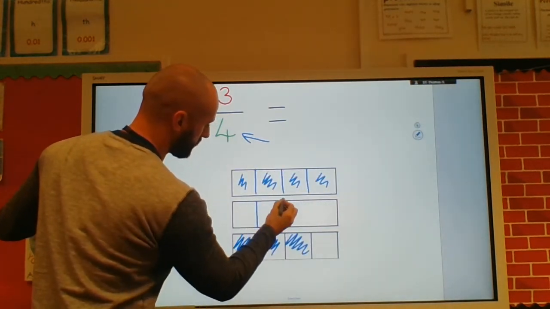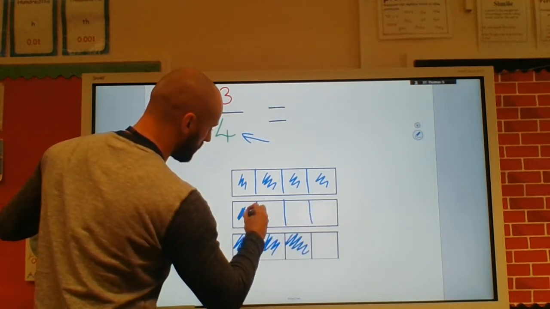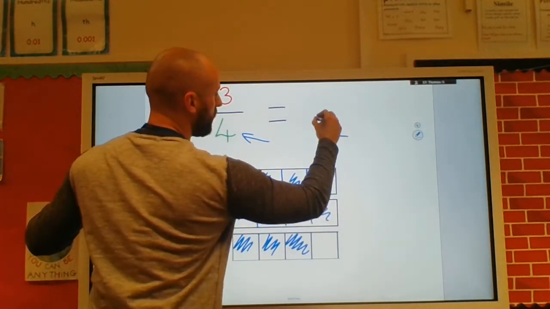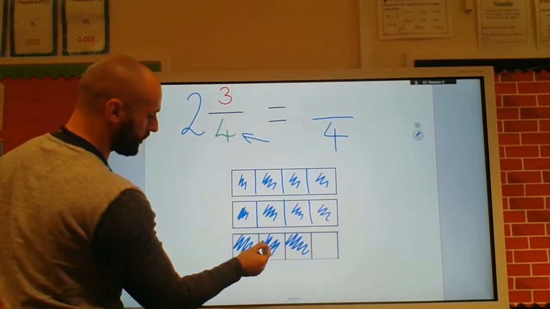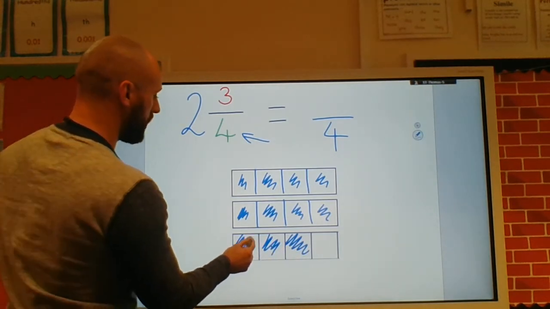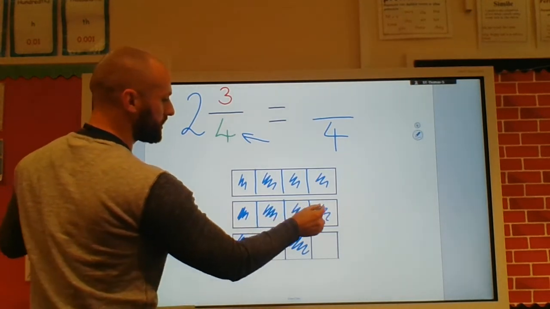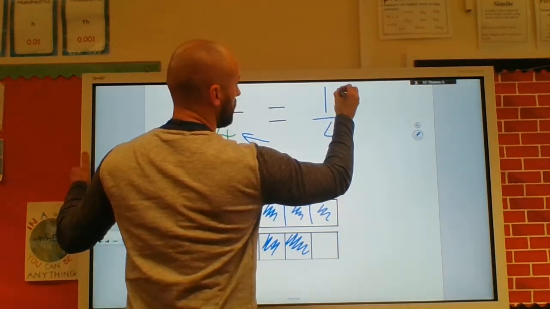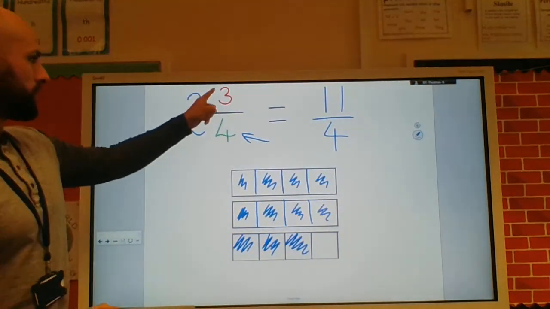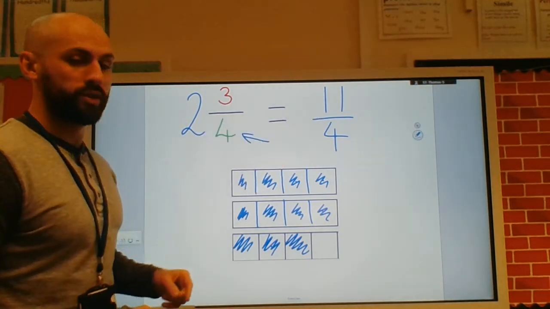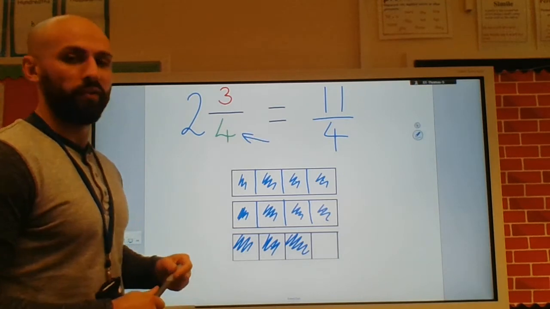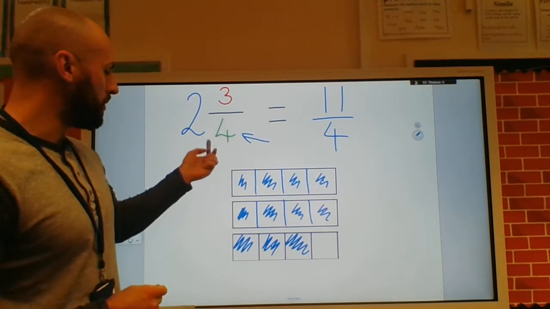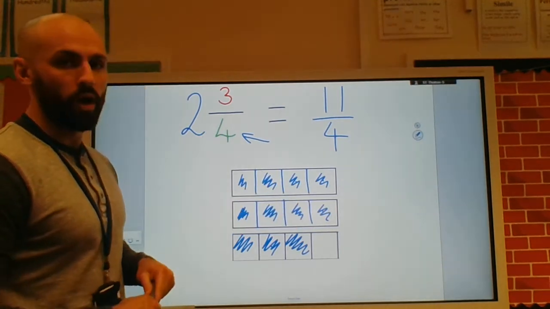Okay. So actually, well, how many quarters do I have? Well, I have 3 from here, 1, 2, 3, but then I've got 2 whole. 4, 5, 6, 7, 8, 9, 10, 11. 2 3/4 is 11/4 as an improper fraction. Okay, so remember, the denominator is the key. The denominator let me know how many parts there were to the whole.